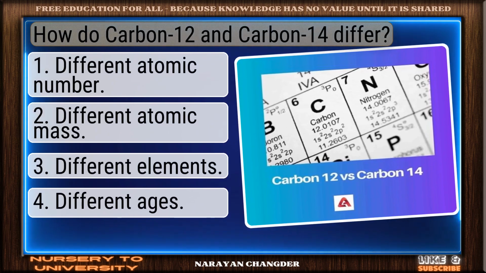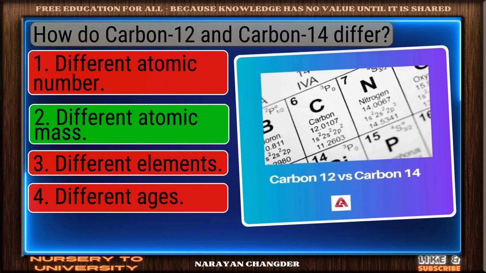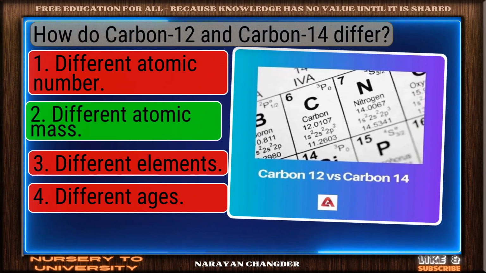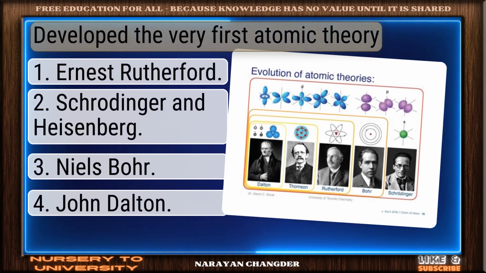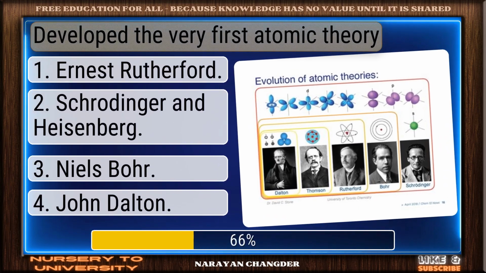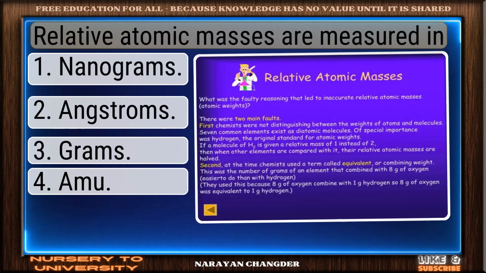How do carbon-12 and carbon-14 differ? Right again. Different atomic mass is a valid answer. Who developed the very first atomic theory? Good job. John Dalton works well here.